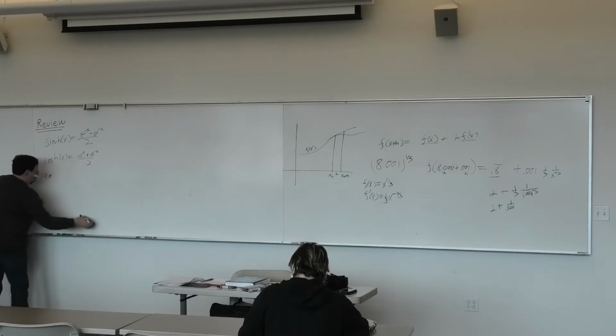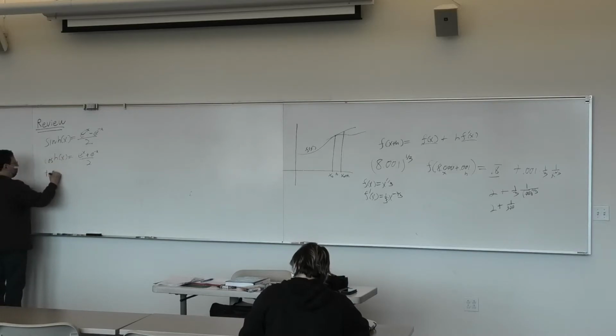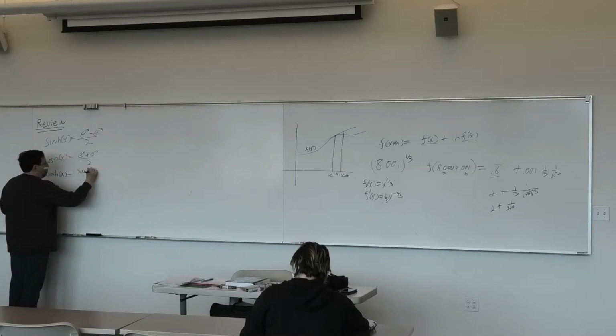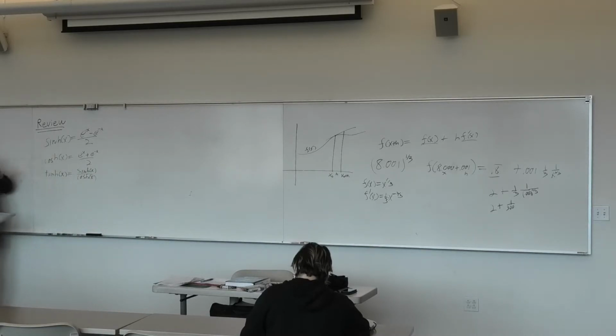And like the trig functions, we have definitions for hyperbolic tangent. This is sine h over cosine h. And you should know that the derivative of sine h is cosine h. You should be able to figure it out just by applying our rules here, and that the derivative of cosine h is sine h, without the negative introduced like the trig functions.